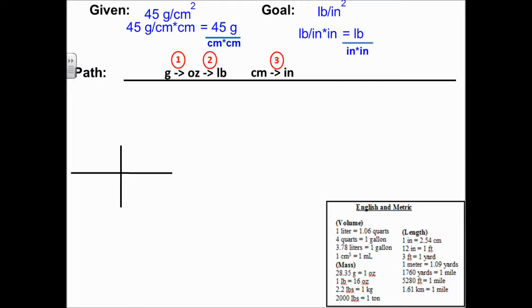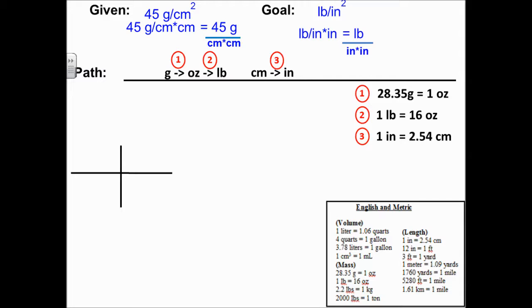Our first conversion, we need to get from grams into ounces, and we see that 28.35 grams is equal to 1 ounce. Our second conversion is ounces into pounds. So therefore we have 16 ounces is equal to 1 pound. And then the last thing is we need a conversion from centimeters into inches. We come over here and we see 1 inch is equal to 2.54 centimeters.